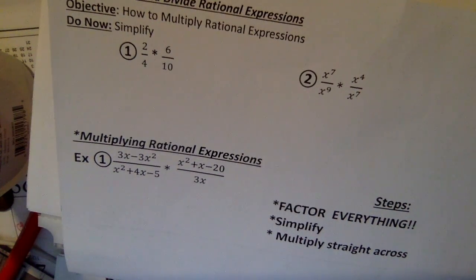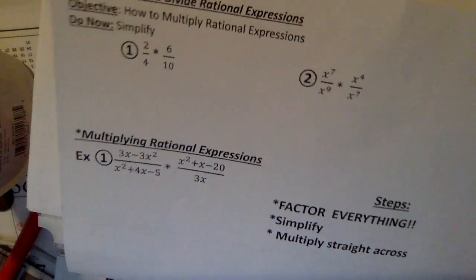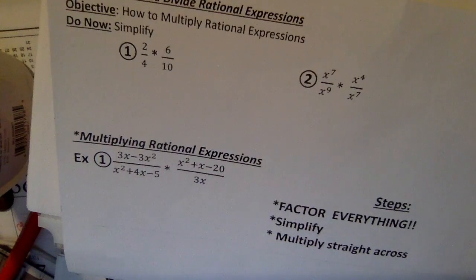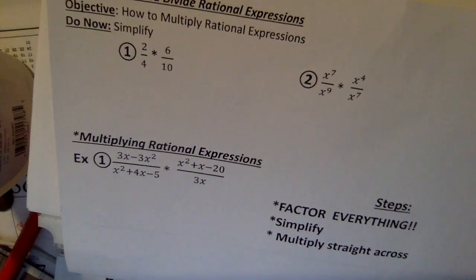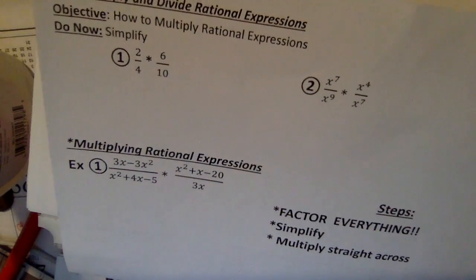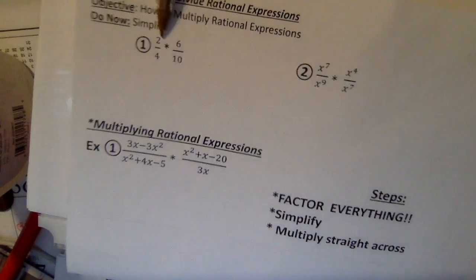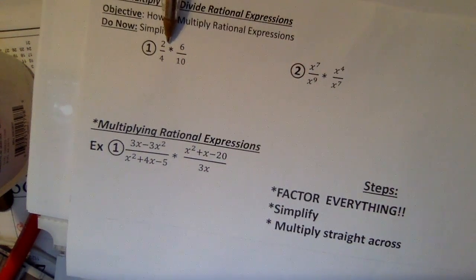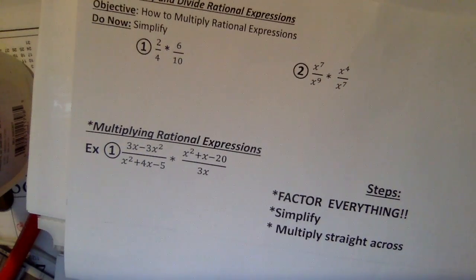Okay, so now we're going to be multiplying rational expressions. Before, we just saw a fraction, something on the top, something on the bottom. We had to factor and simplify. So for this, if you notice, the operation between the two fractions is multiplication. All right, so there's almost going to be two types of problems.